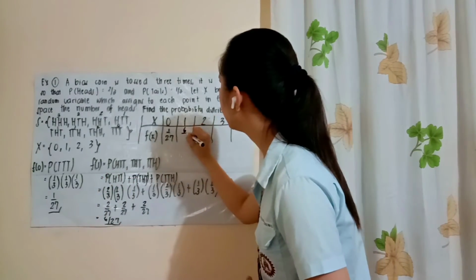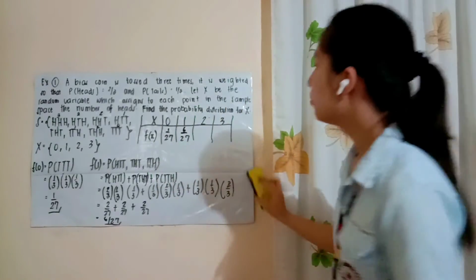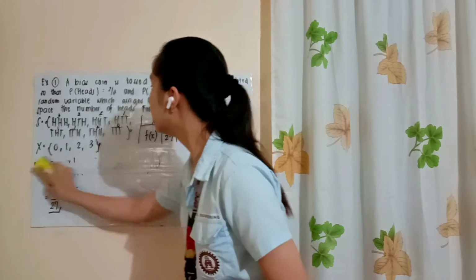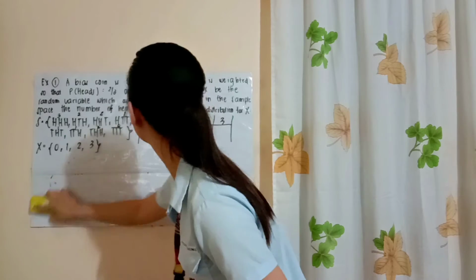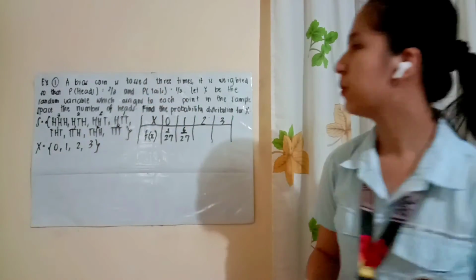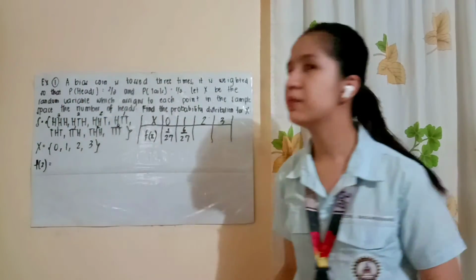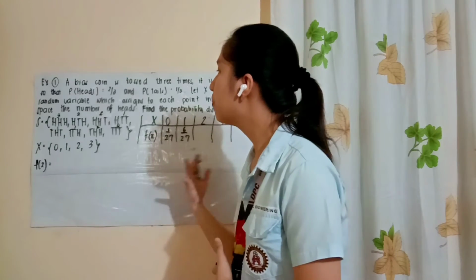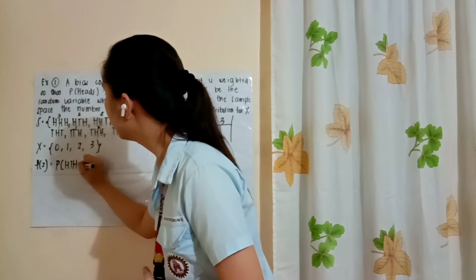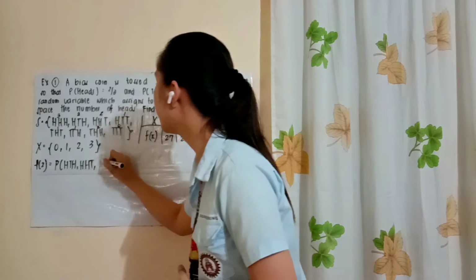This is the probability for our value 1, so let's write 6/27. Next, let's get the probability of 2. Let me erase this first. For the probability of 2, which sample points give two number of heads? We have the probability of HTH, next the probability of HHT, and THH.